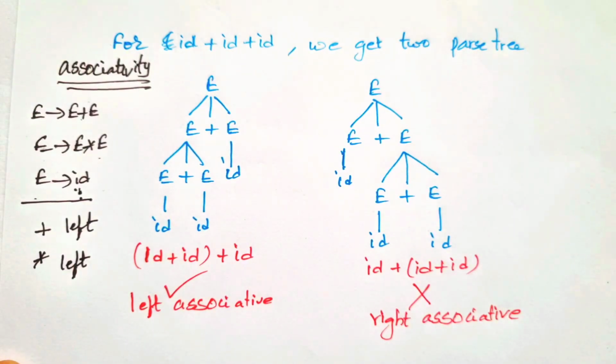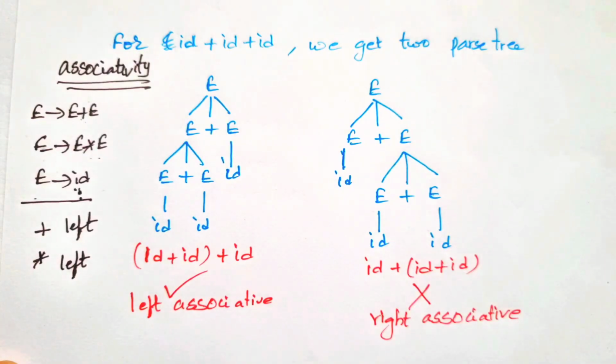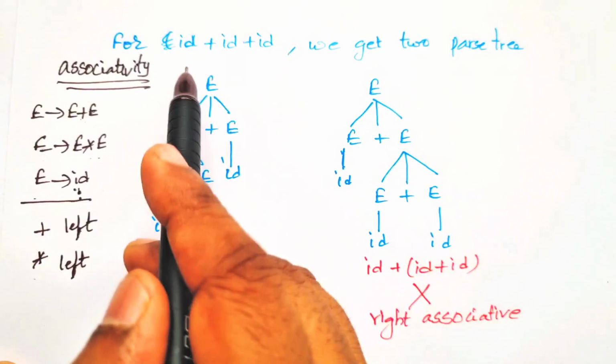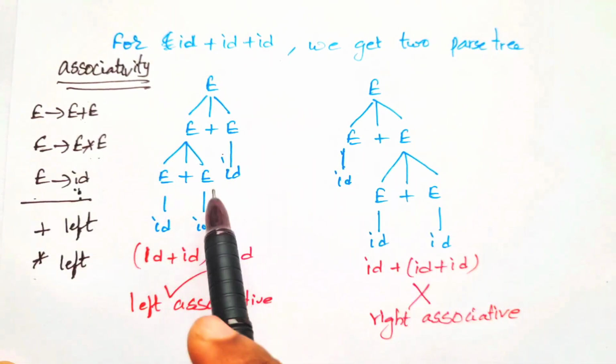First we shall consider the associativity of the operators. Here you have plus and then star. For these two operators, in most programming languages the associativity is left associativity. Means the operation must be performed from left to right. If you have two pluses in an expression, the leftmost plus is performed first and then the next plus. Similarly for star also. See here, if I take this string id plus id plus id for this grammar, you have two parse trees.